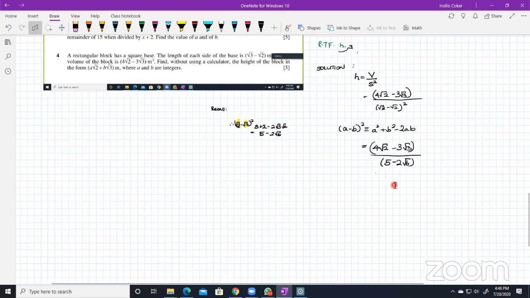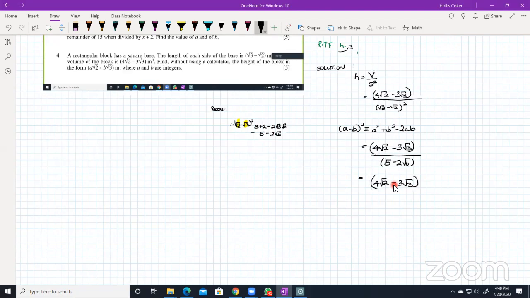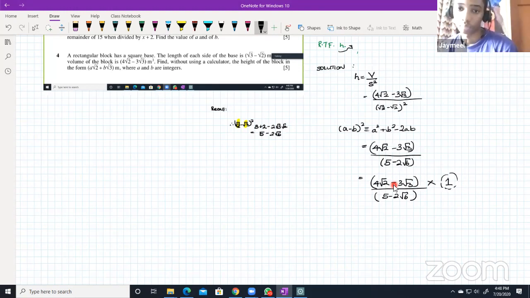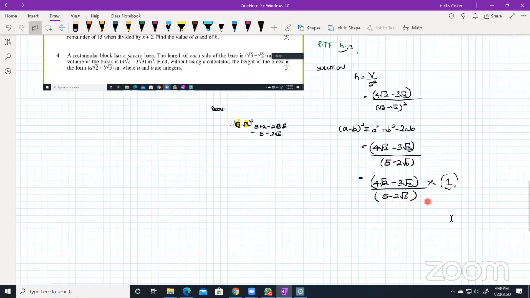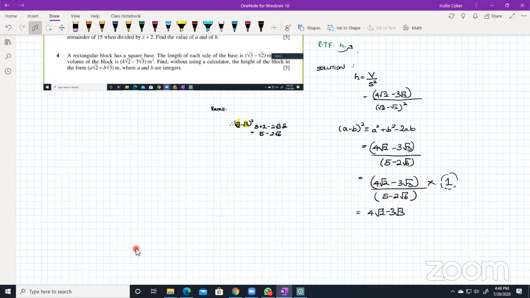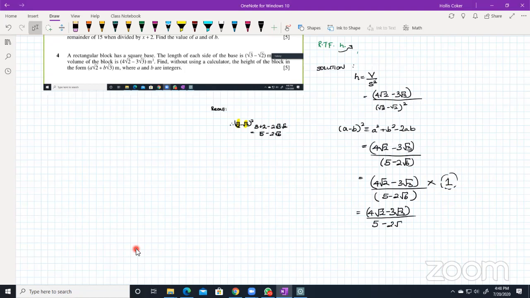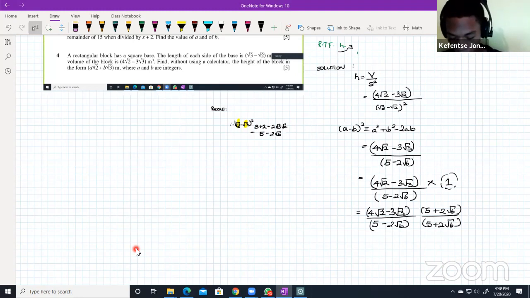When we rationalize that, we get the root sign out of the denominator. So this will be equal to 4 root 2 minus 3 root 3 all over 5 minus 2 root 6. I want to rationalize and multiply that by 1. And the one we choose will be 5 plus 2 root 6 all over 5 plus 2 root 6, right? Yes, sir. So that will be 4 root 2 minus 3 root 3 all over 5 minus 2 root 6, into 5 plus 2 root 6 all over 5 plus 2 root 6.